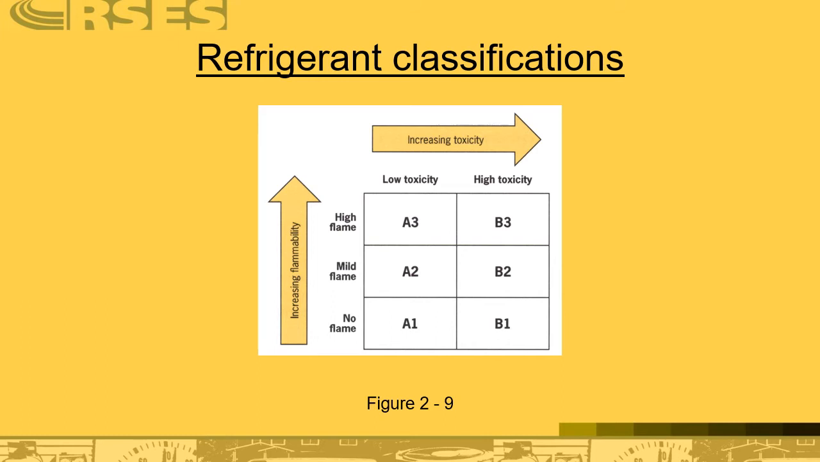So basically, if you have a B3 refrigerant, you've got a higher flammability, plus you have a higher toxicity to deal with. I doubt you're going to find any refrigerants in current use with this classification in place, but I could be wrong.